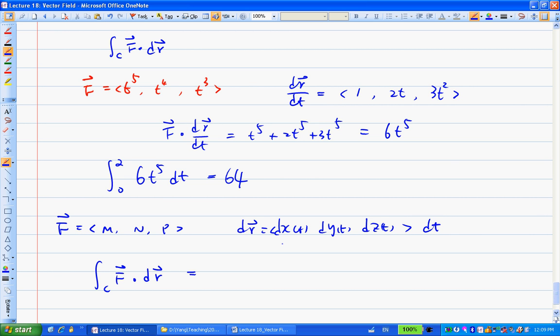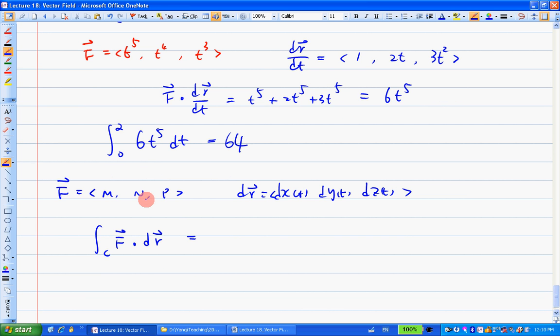Hang on a second here. No, there's no dt here. Differential, just dx, dy, dz. Depending on the function x, you'll have the dt back. So if I do the dot product of this, what I'm going to end up with is the integral over C of M dx plus N dy plus P dz. So you end up with an alternative formula for calculating the vector line integral.